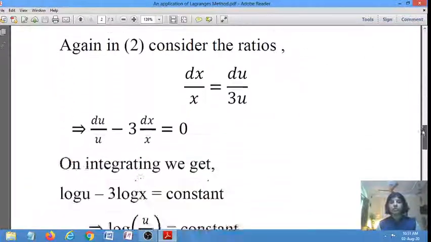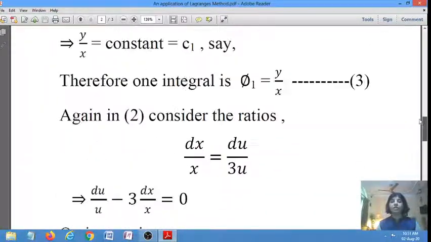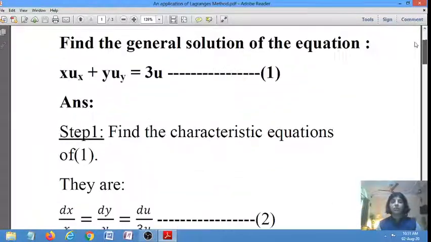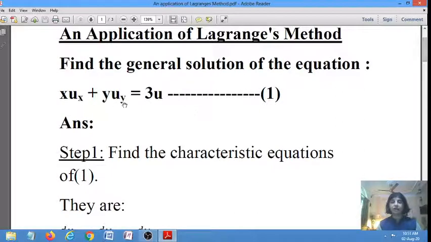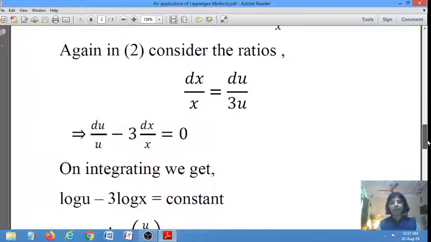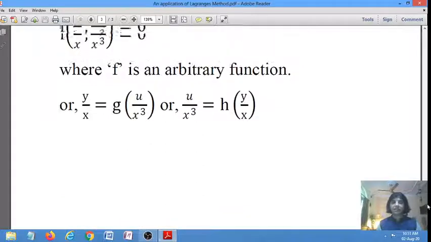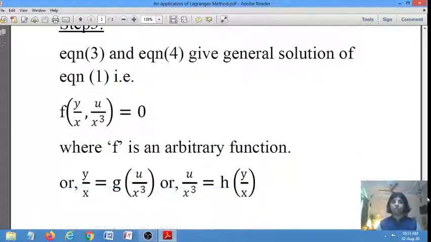This is the end of the question. Now this is just one question which illustrates the Lagrange's method, or the method of characteristics, for this particular type of equation which has been taken in the question. But for solving any first order quasi-linear partial differential equation, the same steps have to be followed, and you have to just proceed exactly in the same way to land up at a solution of this type, which can be written in three different forms. So that is an illustration of Lagrange's method.